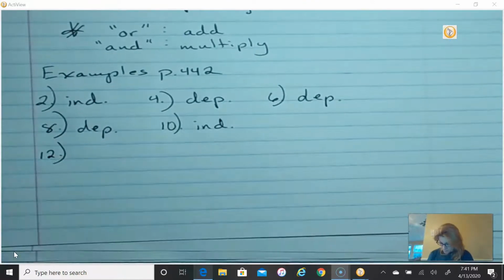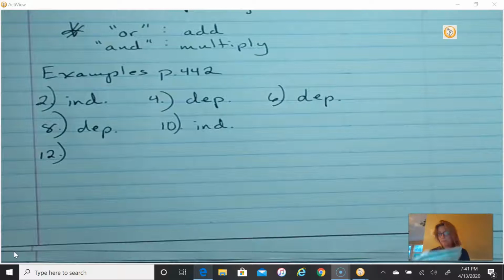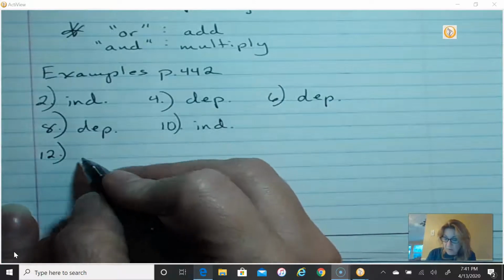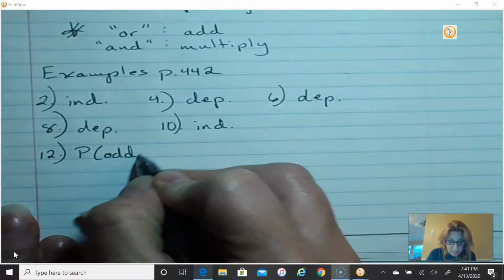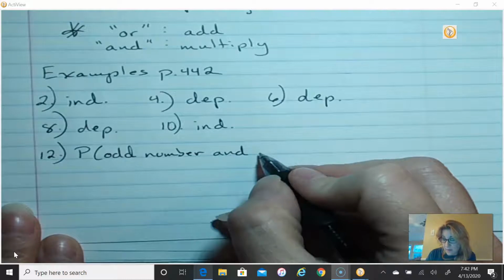All right, 12. Okay, read the directions. For one spin of each spinner, find each of the following probabilities. Express your answer as both a fraction and a decimal rounded to the nearest thousandths. All right, so look at the 2 spinners. Those two spinners are what we're looking at. So number 12, what's the probability of an odd number and the letter B?